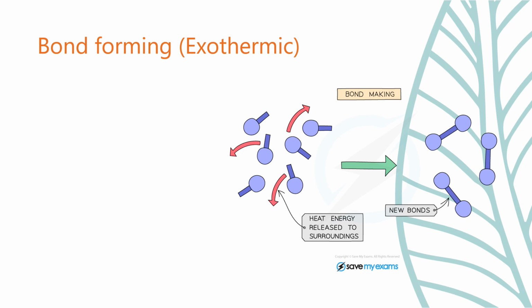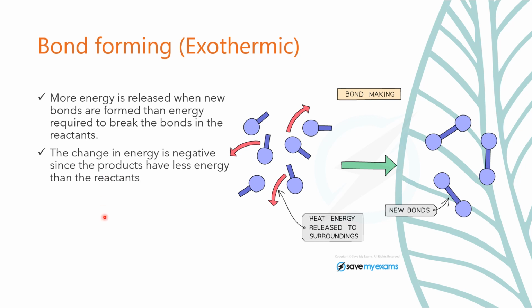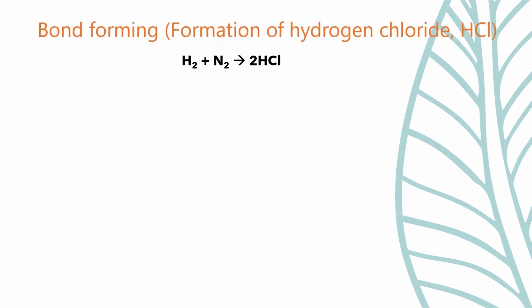Bond forming. Okay. So tadi tu lah kan, daripada dia kecil-kecil and then they form a new bond kat sini, so dia bercantum. So heat energy here is released to the surrounding. Kita tak perlukan tenaga untuk break the bond because we want to form a new bond, so kita release heat lah. More energy is released when new bonds are formed than energy required to break the bonds in the reactant. The change in energy is negative since the products have less energy than the reactants.